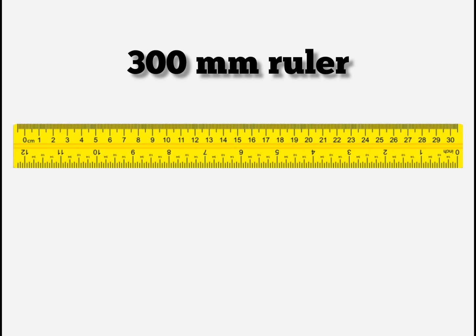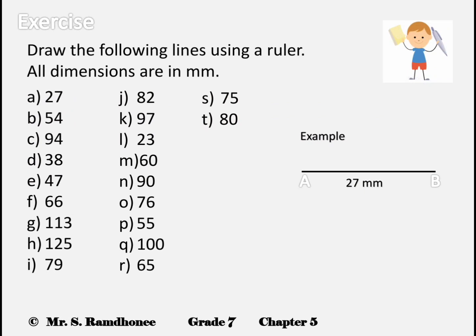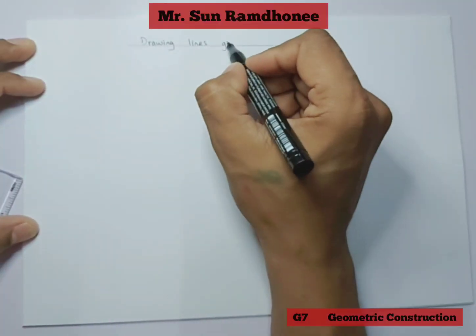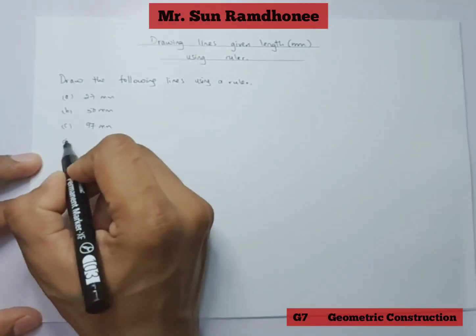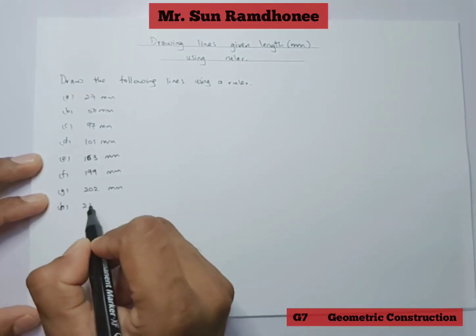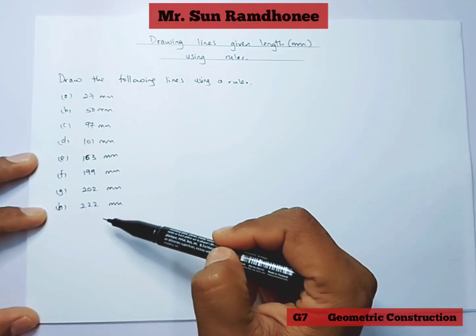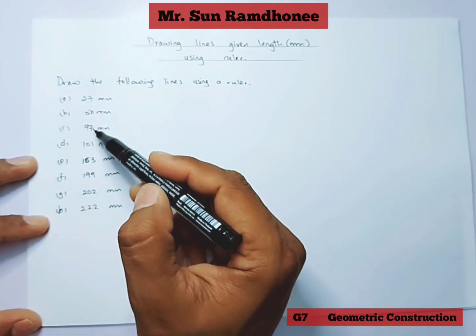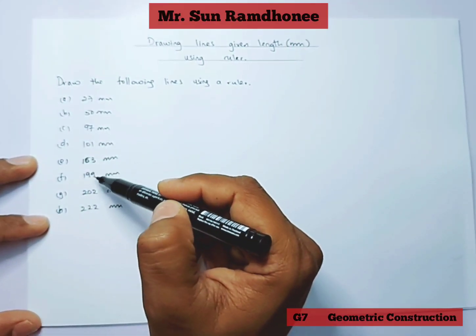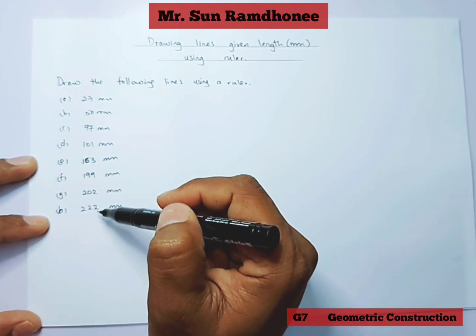The exercise here asks you to draw the following lines using a ruler and also mentions that all dimensions are in millimeters. Let's have a look at the demonstration video. As you see, we have 8 different lines that we have to draw. We have to start from 27, 50, 97, 101, 163, 199, 202 and 222.